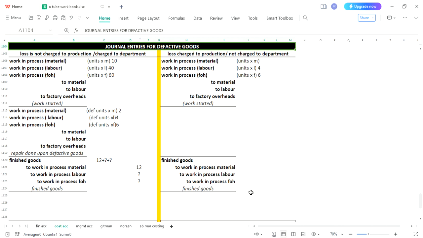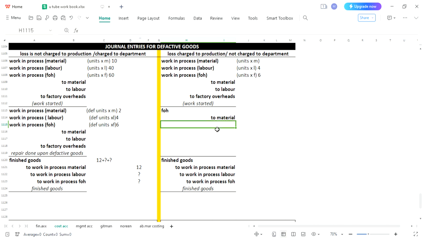The difference is your second entry. Here you have started your work to make that product again as a pair. In case you have charged this loss to the production, please keep in mind, you won't repeat this entry. We will face that loss. Instead of writing work in process, you will write only FOH, and that's all. And you will put two material or two labor or two FOH on the credit side.